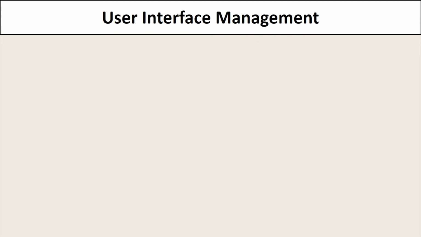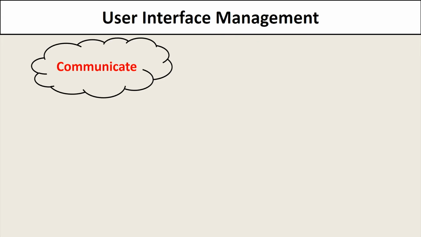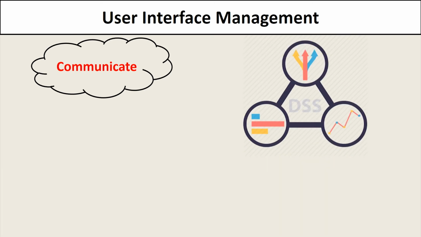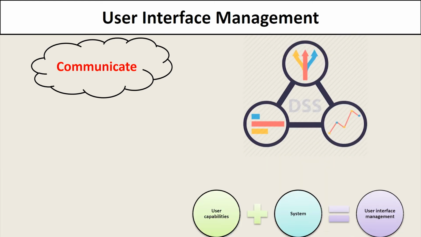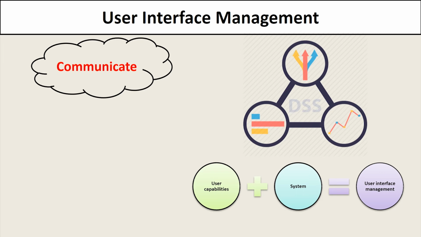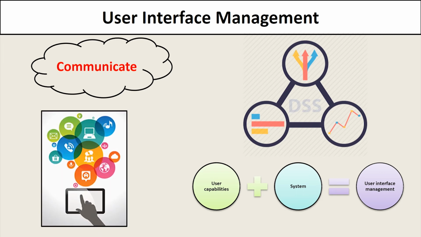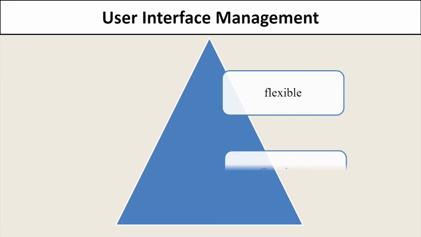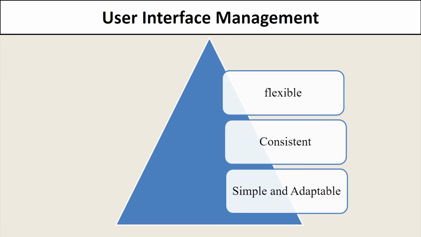Let's talk about user interface management. This part allows the user to communicate with decision support system. This component helps to combine user capabilities with the system. It provides an interactive environment to the user which helps him or her to interact with the system in an easy manner. And the best user interface is flexible, consistent, simple, and adaptable so that the capabilities can be experimented with.